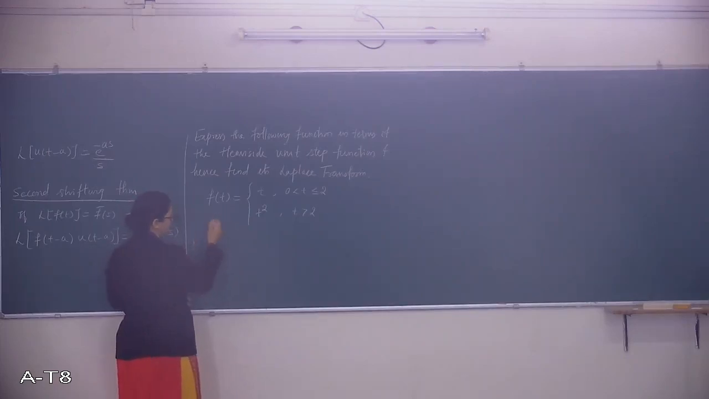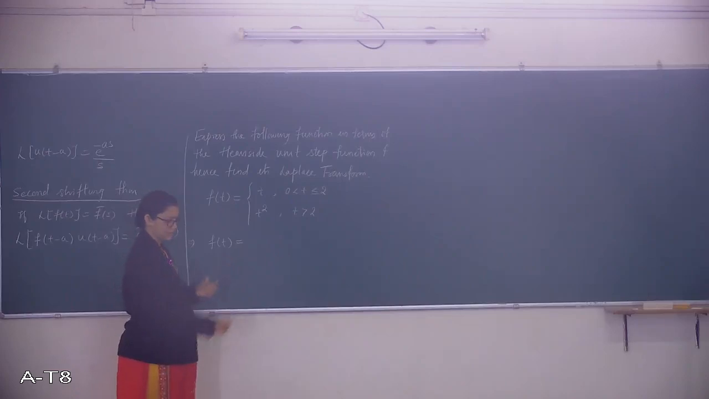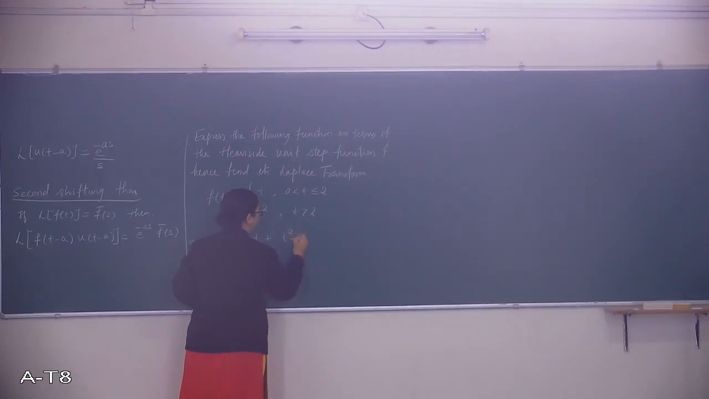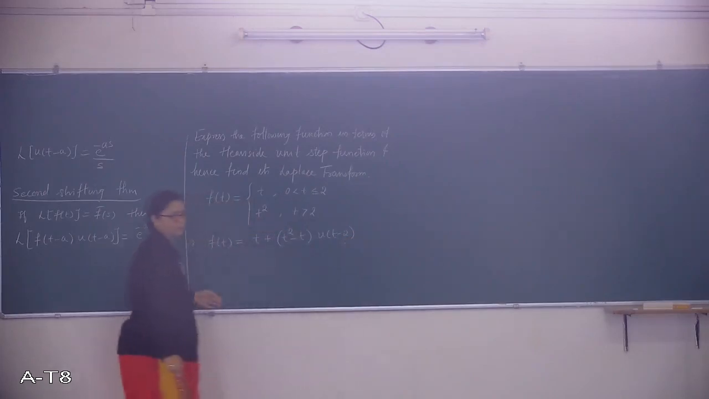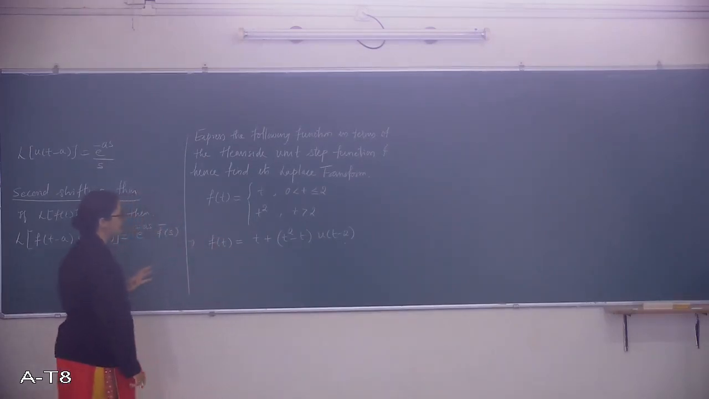So let's start. This we call f1 of t, and this will be f2 of t. So f of t will be equal to f1 of t as it is, that is t, plus f2 minus f1, that is t square minus t, into u of t minus 2. We are writing this by using one of the results that we explained in yesterday's class.